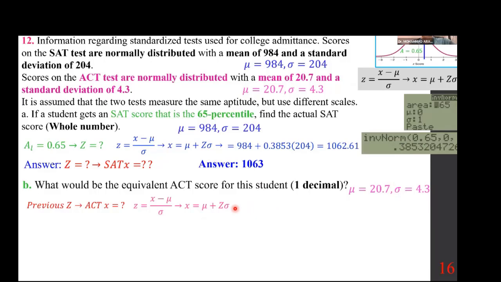Plug in. So again, a quick recap. We need to calculate x, mu and sigma come from ACT, z-score from the 65 percentile is found here. Plug in. Here's the answer. We want only one decimal. So we change it to 22.4.